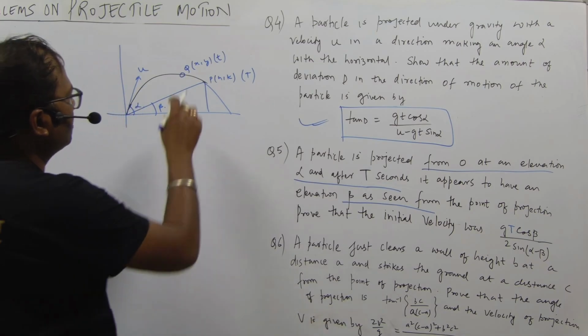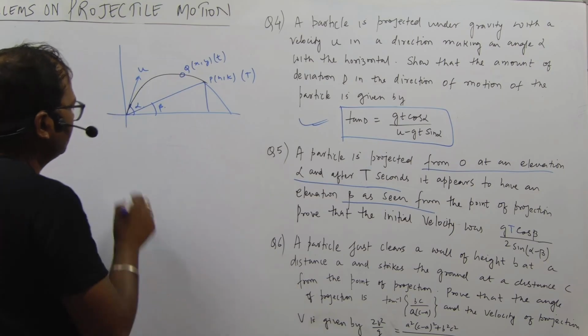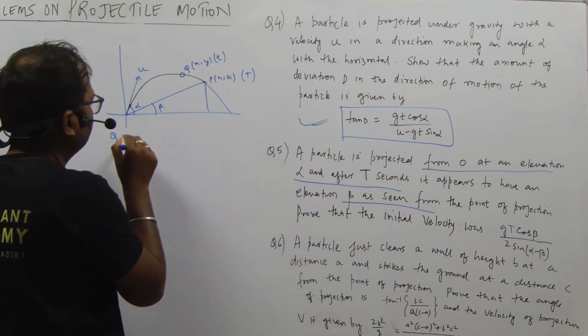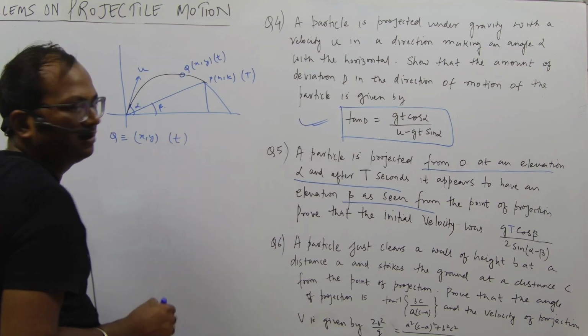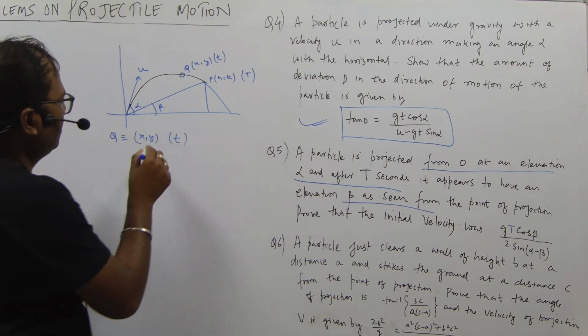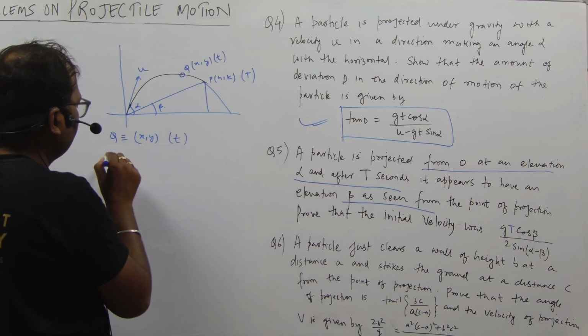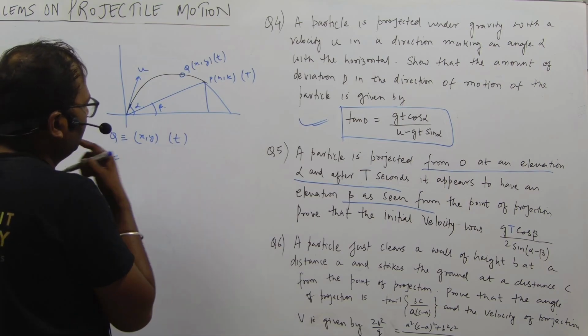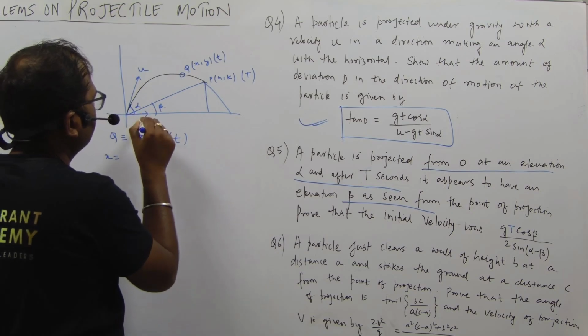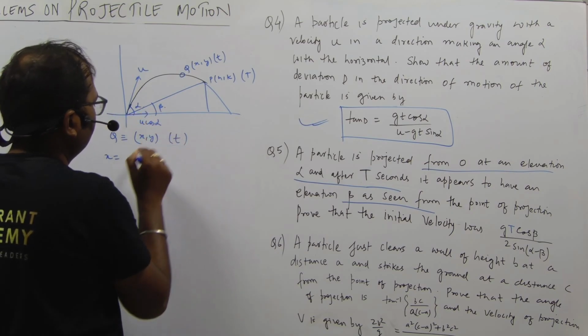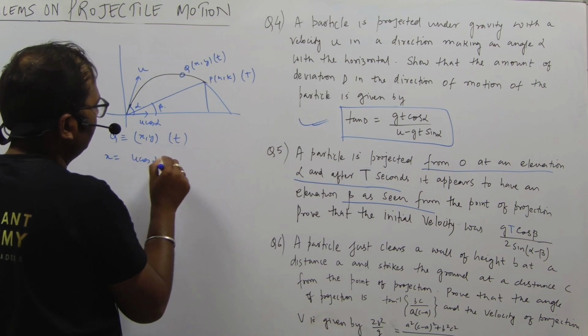Okay, so let us write down the coordinates of Q. We have the coordinate of Q as x comma y, after passage of time t. How can we represent the x and y coordinates? x is equal to the velocity along the x direction. The velocity along the x direction is always constant, so we have x equal to u cos alpha into t.